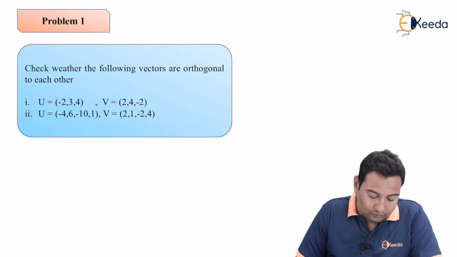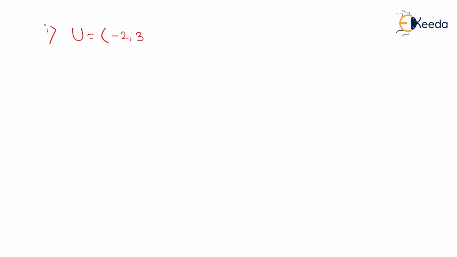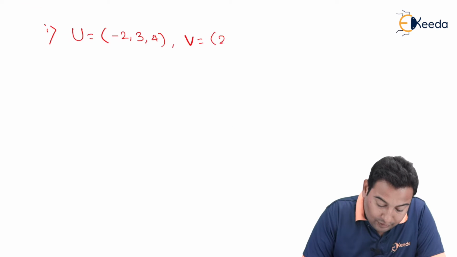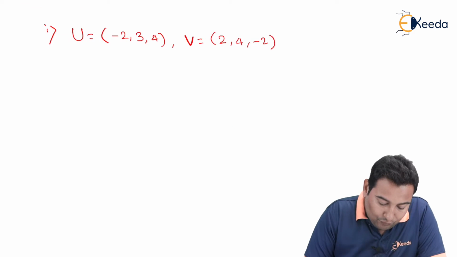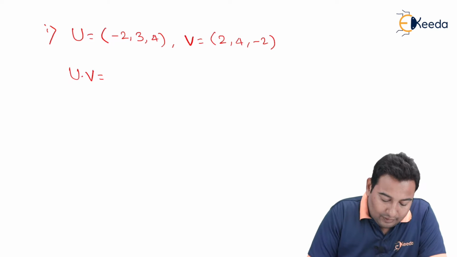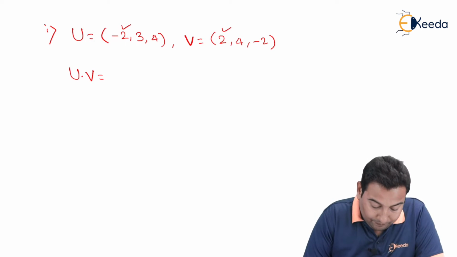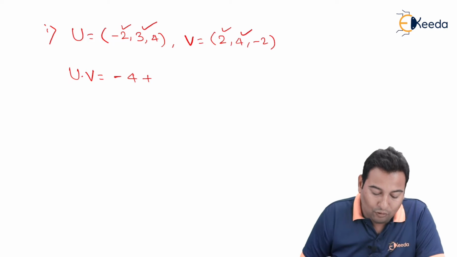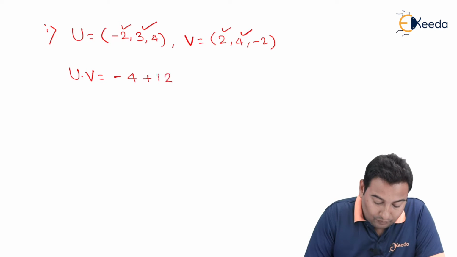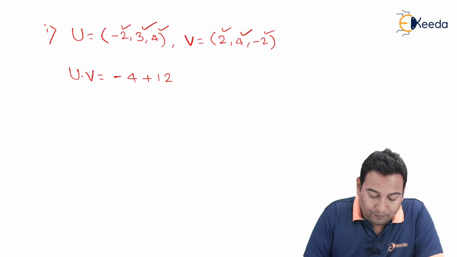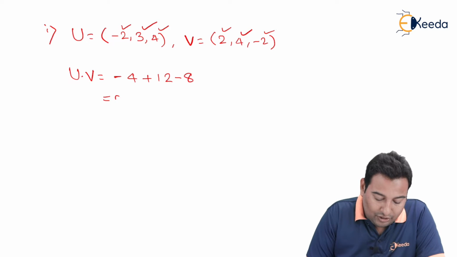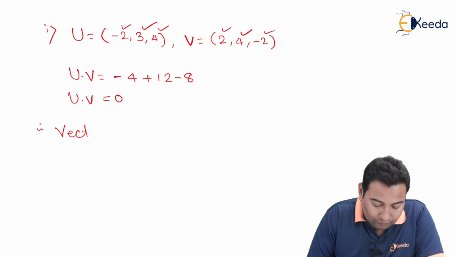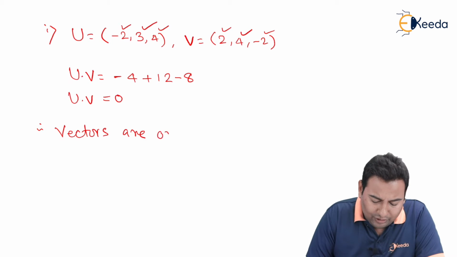u is equal to minus 2, 3, 4 and v is equal to 2, 4 and minus 2. This is the first example. We need to check u dot v. That means this minus 2 and 2 will be multiplied, that is minus 4, plus this 3 and 4, 3 4s are 12, plus this 4 and minus 2, that is minus 8, which is equal to 0. Since u dot v equal to 0, therefore the vectors are orthogonal. This is very simple.